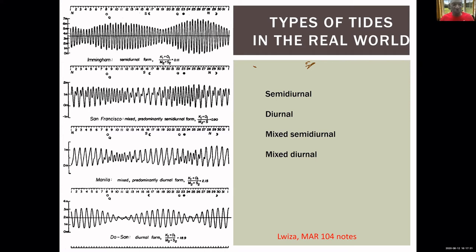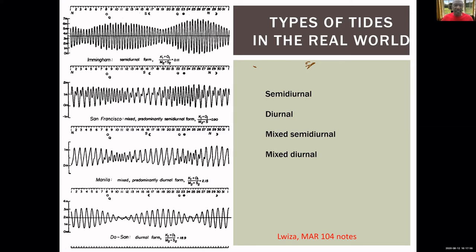If you go to the West Coast, most of their tides you're going to see will be mixed semi-diurnal. If you went to the Philippines, you'll find that they will be mixed, but mixed mainly diurnal.